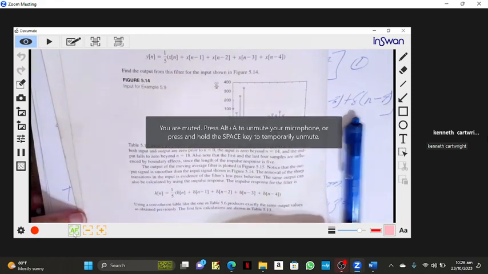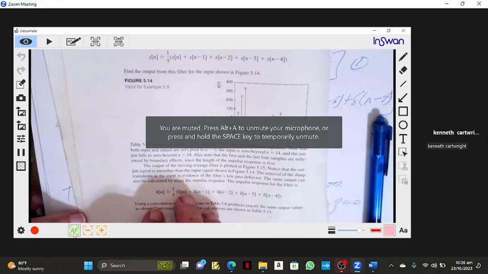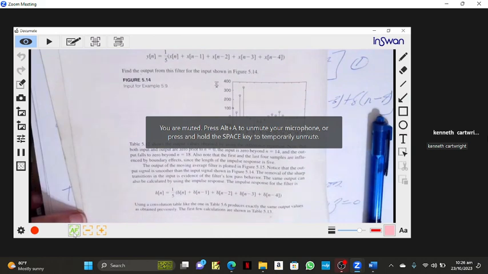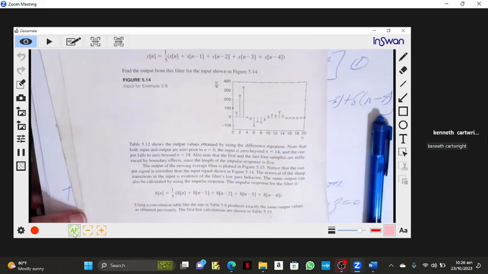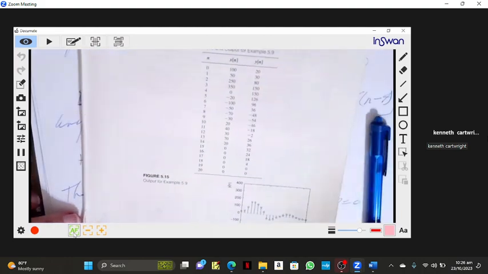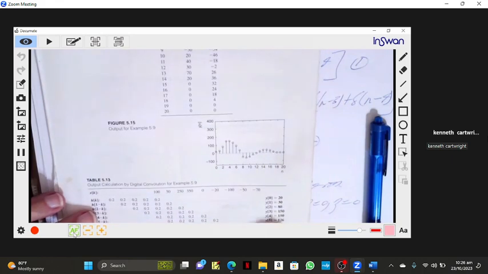Now notice the output. And how do we get the output? We can use that filter command, the filter command I gave you. You've got the A vector and the B vector. You've got the input, so you can get the output. And the output is what you see here.